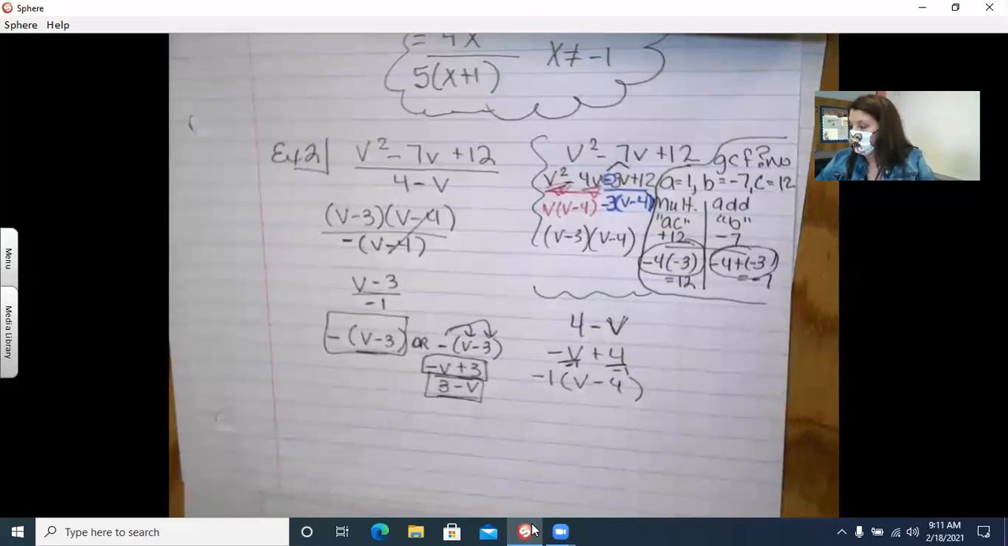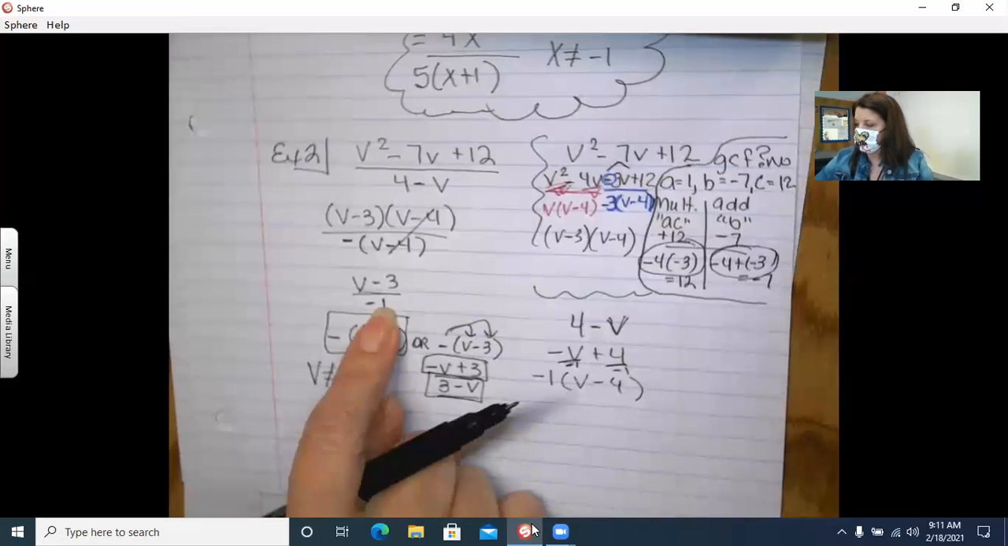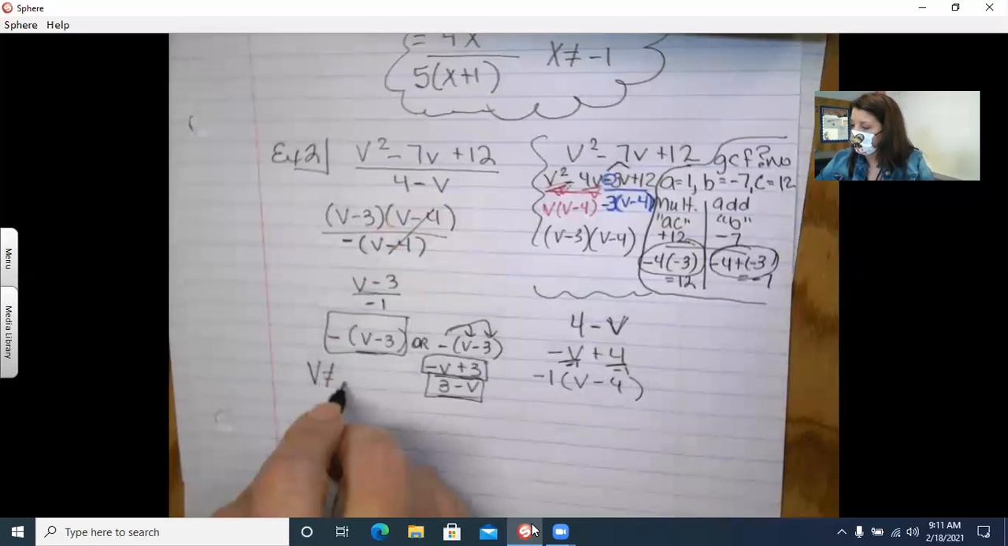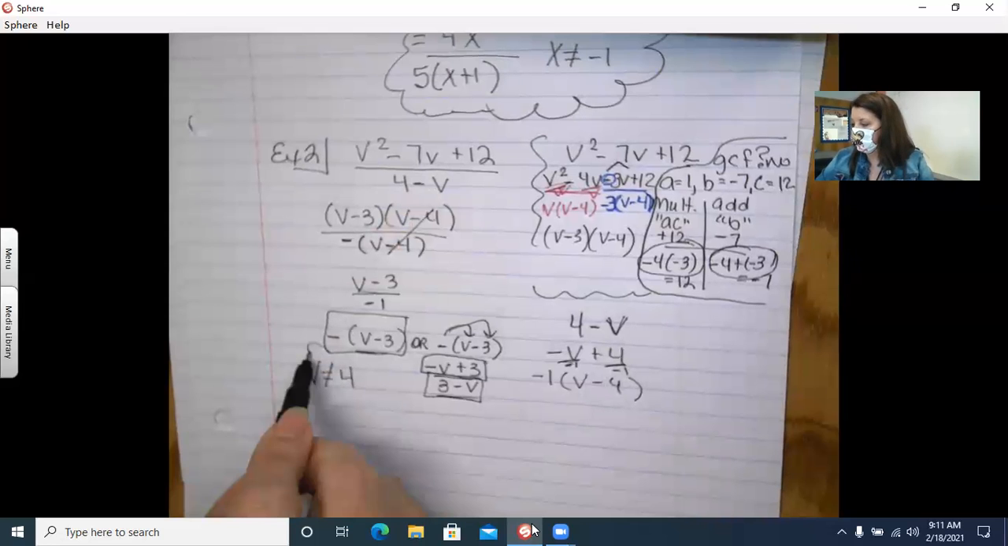Say the restriction. What can V not equal? Don't look down here when we got rid of the V's. Look up here, we could either look at the original or down here, but probably here is easier. 4 minus what would give me 0? 4. Because 4 minus 4 is 0, right? So V cannot equal positive 4. Otherwise, we would get a restriction in the denominator.